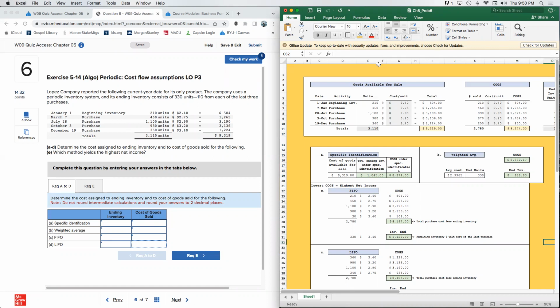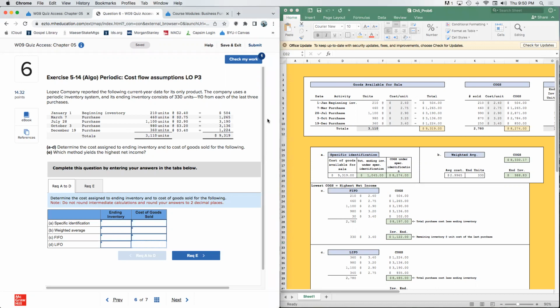Step 1 and Step 2 and Step 3 have more to do with preparing information to solve for these problems. So first step is basically to read the information. That's where I always stumble, is missing out what's really asked in the questions. So Lopez Company reported the following current year data for its only product.